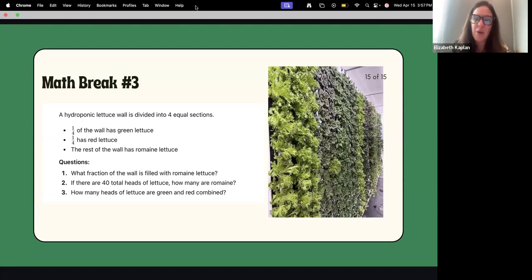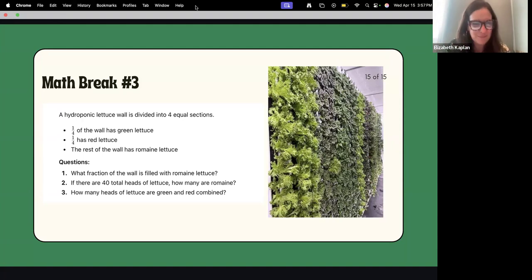We actually have brought pieces of the wall to the elementary schools and shown them, just to really expose them to what's happening at the high school, get them excited about it, but also do some math with some of these panels. So this is a hydroponic lettuce wall divided into 4 equal sections. People who are stressed out about math, you don't have to solve this. This is a straight up math problem. A fourth of the wall has green lettuce. A fourth of the wall has red lettuce. The rest of the wall has romaine. This problem is inaccurate. We're growing many more varieties in this wall, but you get the picture.